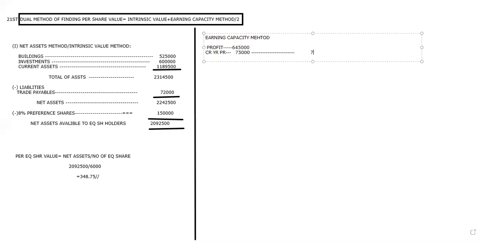Now from this one, what he said, transfer to reserve, minus 25%. 7,20,000 into 25%, I'm getting 1,80,000. Therefore the balance is 5,40,000.